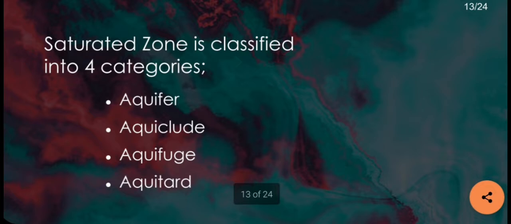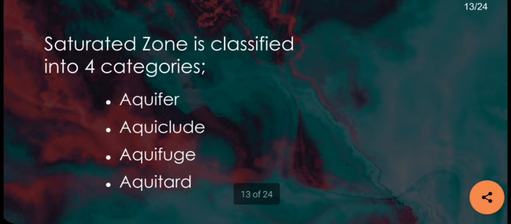The zone of saturation can be found anywhere between a few feet to over 1,000 feet below the surface. So, in this saturation zone, this is also where we get fresh drinking water that can be accessed from springs, rivers, and wells. This water is sometimes polluted by human activities like the use of fertilizers and pesticides, septic tanks, and landfills. So there are four categories of saturated zone, which are aquifer, aquiclude, aquifuge, and aquitards.